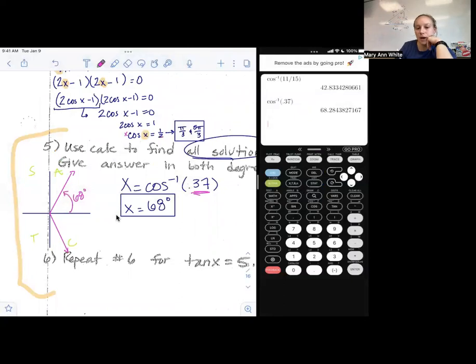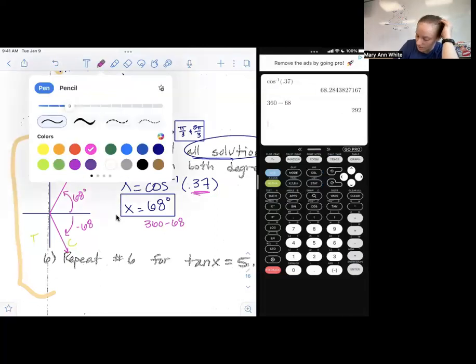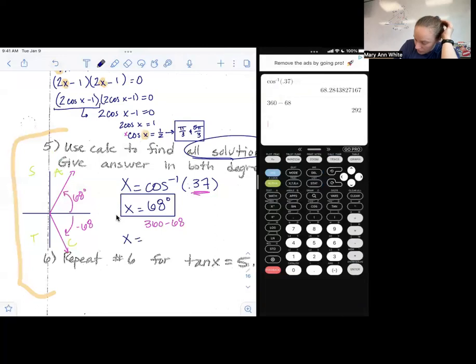We're going to use what we know about bow tie angles. So we went up 68 degrees, I can go down 68 degrees. So in order to find this other angle that also works, we're going to do 360 minus 68. And so another angle that works is going to be 292 degrees.